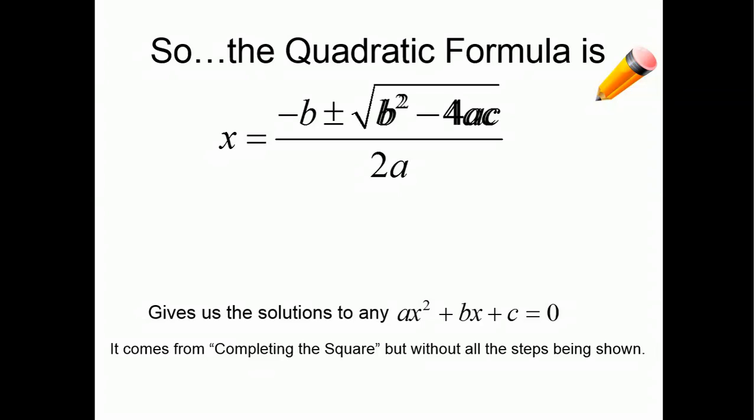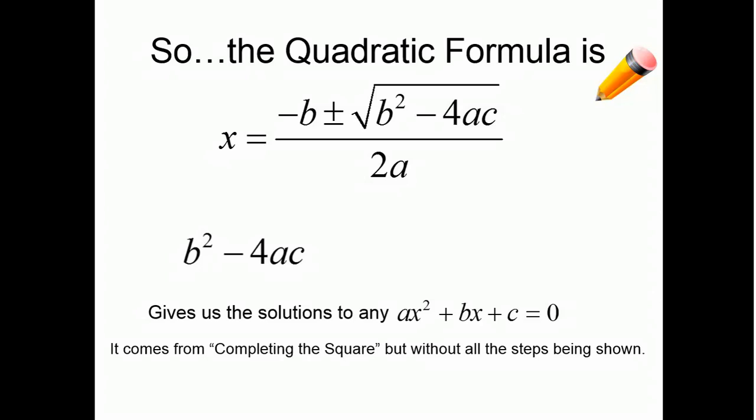The quadratic formula: negative b plus or minus the square root of b squared minus 4ac, all over 2a. You're going to want to see if you can get that in your head, okay? And make sure it's in there. Basically, it gives us the solutions to any ax squared plus bx plus c problem. It comes from completing the square, but with all the steps being shown.